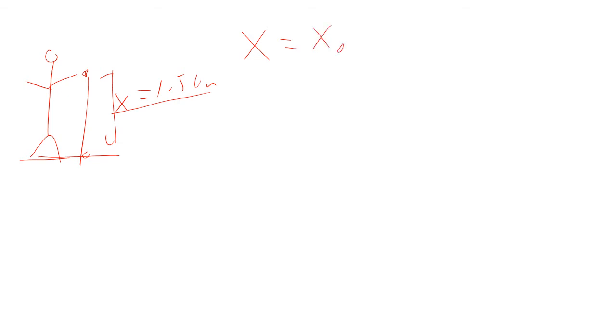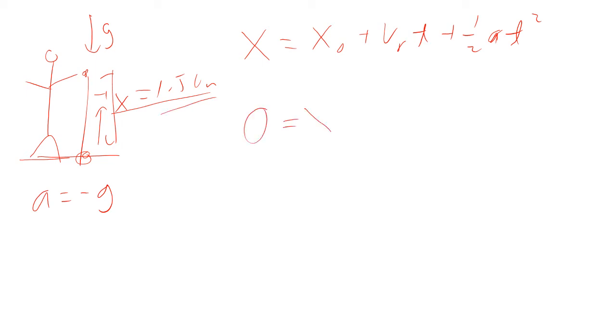So x equals x naught plus v naught t plus 1/2 at squared. So if my origin is down here, if up is positive, the acceleration is down. So that means the acceleration is now going to be negative g, because I say up is positive, but the acceleration is down. The other thing that changes here is x naught is not 0. X naught is now 1.5 meters. X is 0. So this is going to be x naught, v naught still 0, minus 1/2 gt squared.